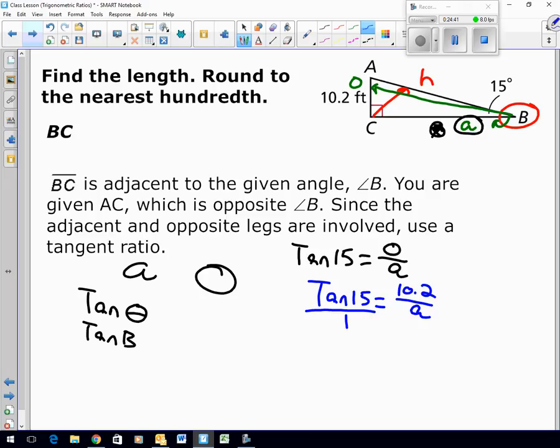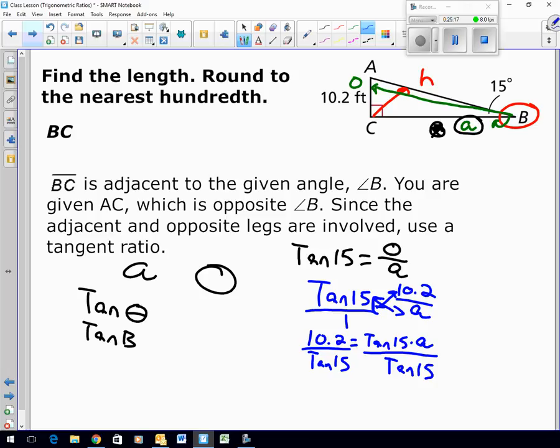Get your calculator and type in tangent 15. It's really just a long decimal, right? So, 0.27. Check this out. When I cross multiply here, I get 10.2 equals tangent of 15 times A. To solve for A, I will divide both sides by the tangent of 15.